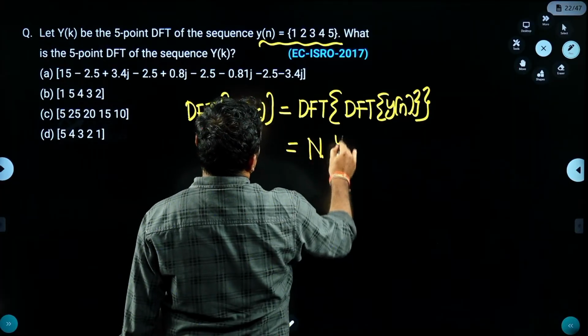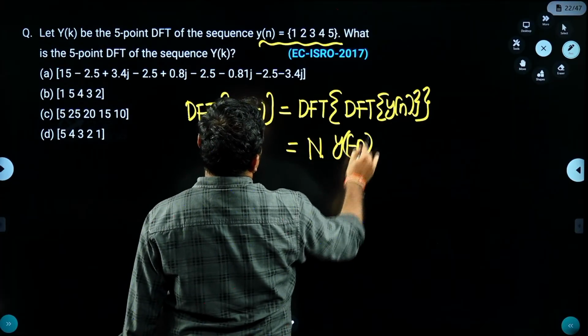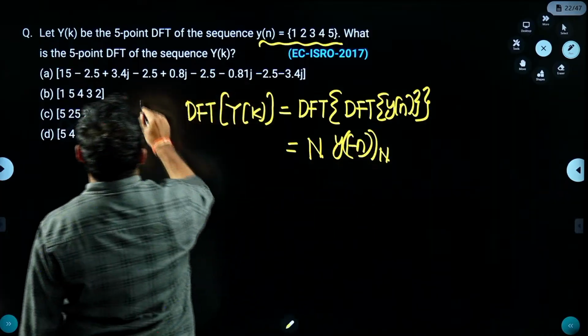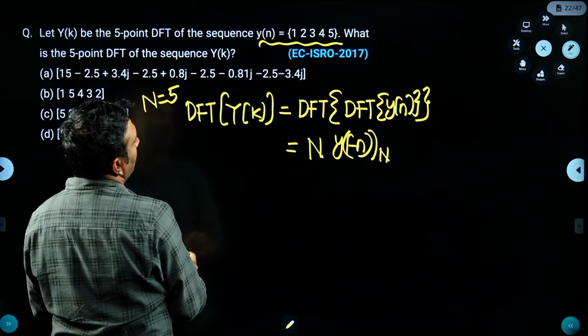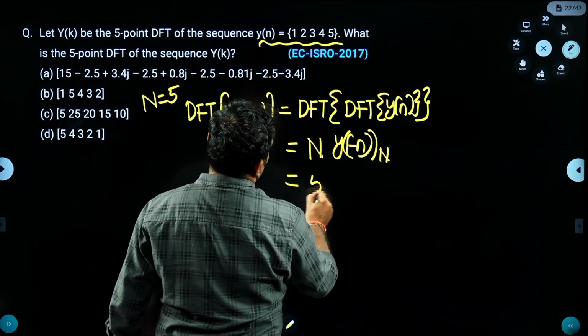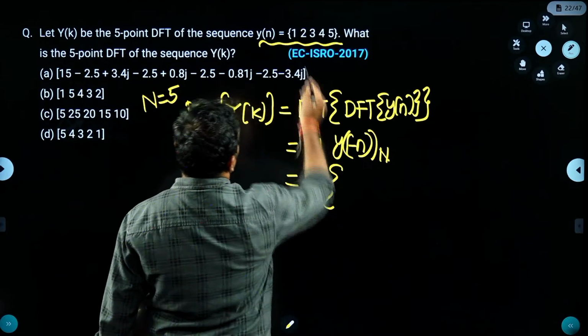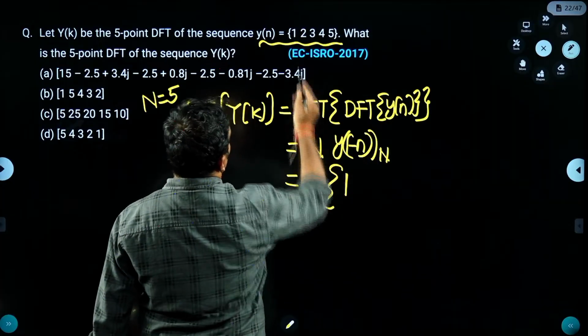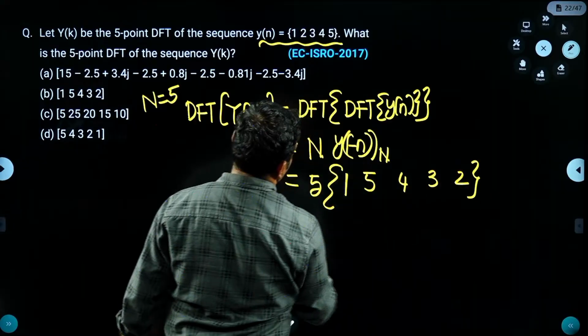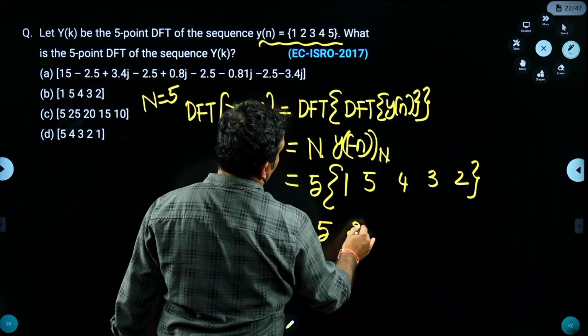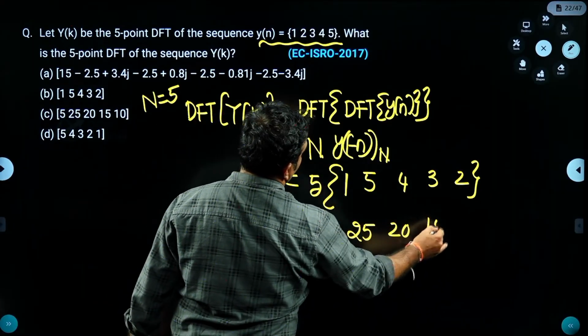That is N into y of minus n, which is circular reversal. Length is 5. Total 5 samples are there. 5 into, what is the circular reversal of 1, 2, 3, 4, 5? 1 as it is, rest of the samples are flipped. So 5, 25, 20, 15.